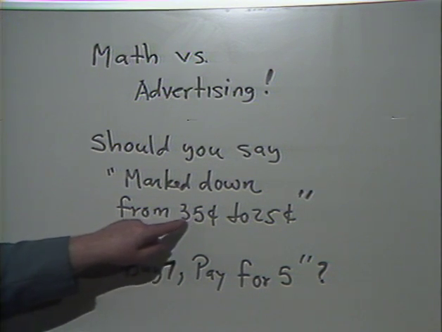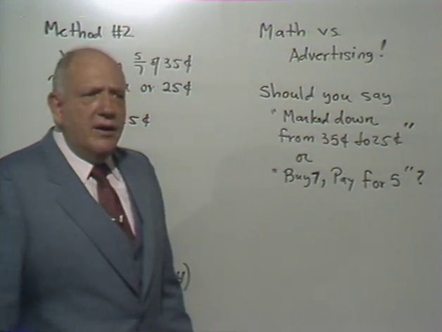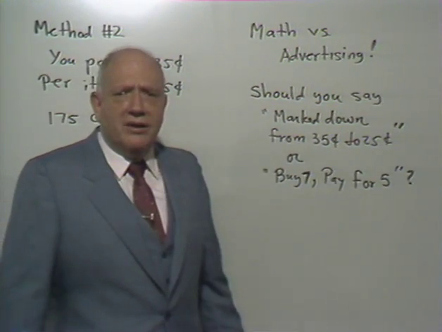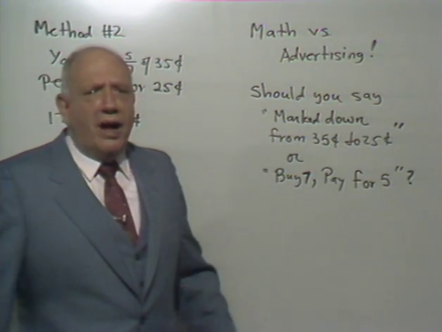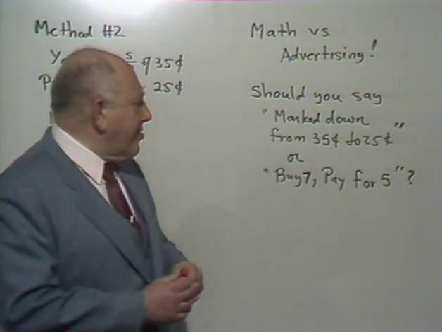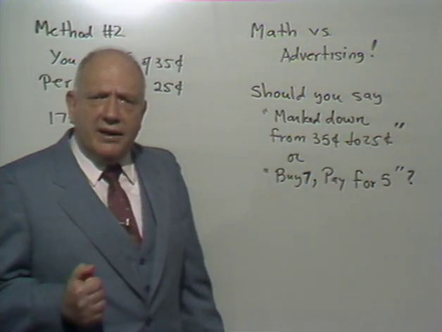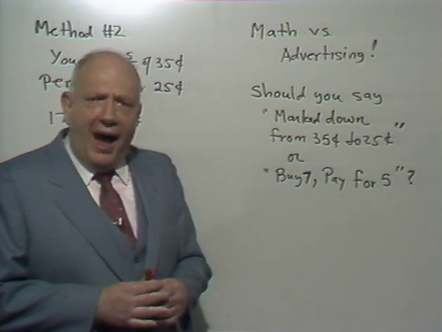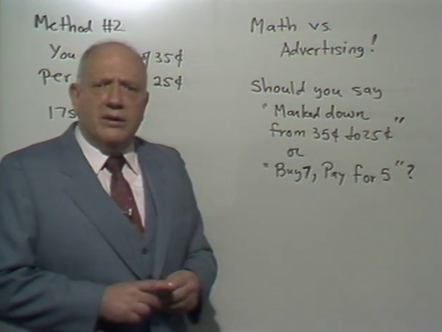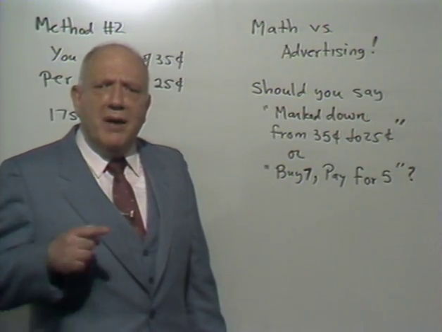35 divided by 7 was 5. 5 times 5 was 25. But you also could have said what? Buy 7, pay for 5. Which of these two sounds more catchy? I don't know. That's why I'm not in advertising. But the person in advertising first has to know the math to recognize that both of these two things say the same thing. Then comes the psychology of buying that says which of these two is going to be the better turn on.